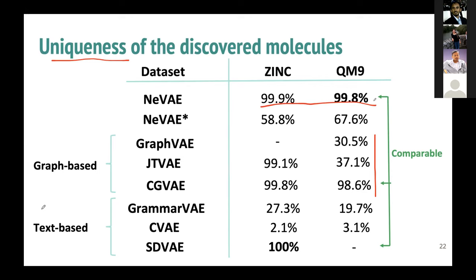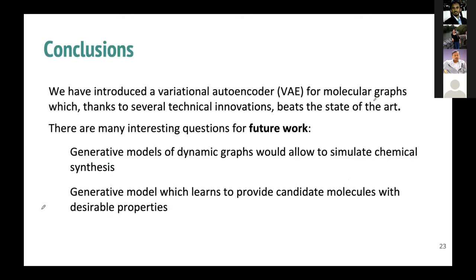So there are four things which are very important. We are generating very smooth molecules. We are generating valid molecules. We are generating novel molecules. And we are also generating unique molecules. So with this, we have introduced a variational autoencoder for molecular graphs, which, thanks to several technical innovations, beats the state of the art.